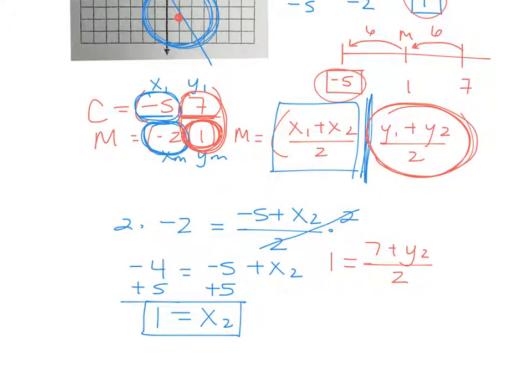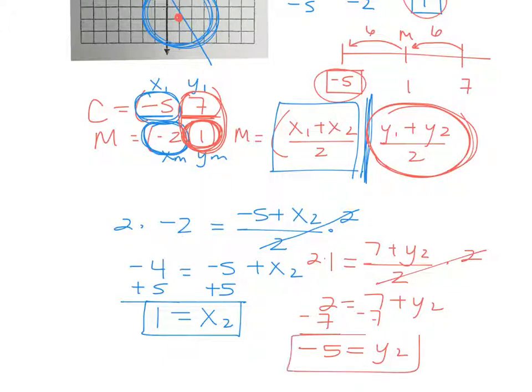So what you're going to do is you're going to multiply by 2 on both sides. So 2 equals, this cancels, 7 plus y2. So take away 7. 2 minus 7 is -5 for my y2 value. So my point, my new end point, is 1, -5.